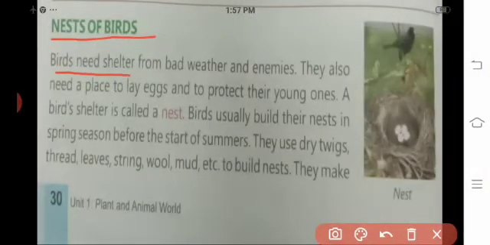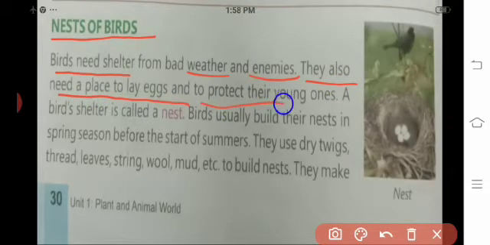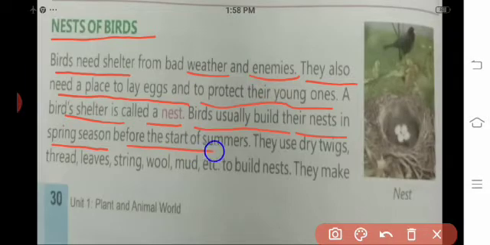Birds need shelter from bad weather and enemies. They want to protect themselves, no? So they need a house. That is the nest. They also need a place to lay eggs and to protect their young ones. A bird's shelter is called a nest. Birds usually build their nests in the spring season, before the start of summer.